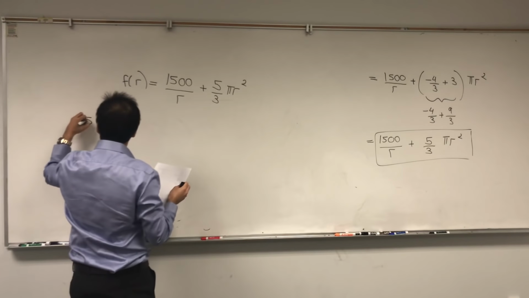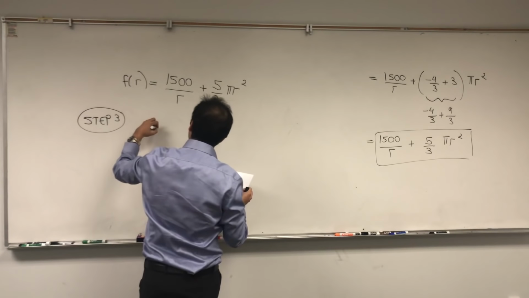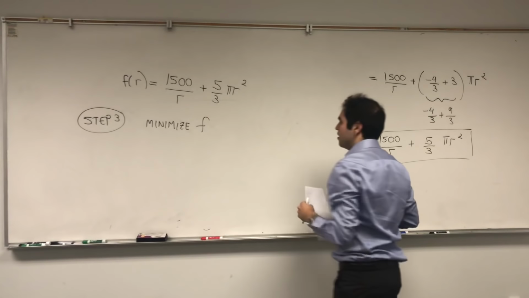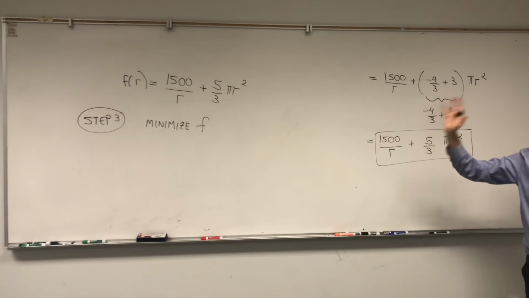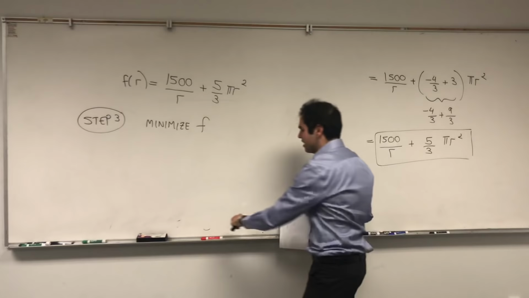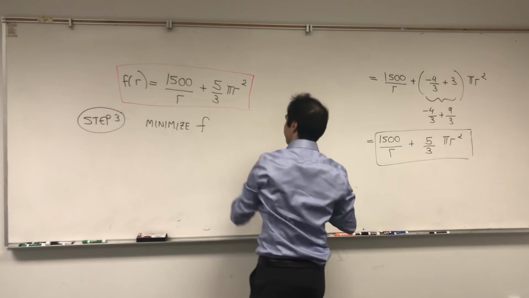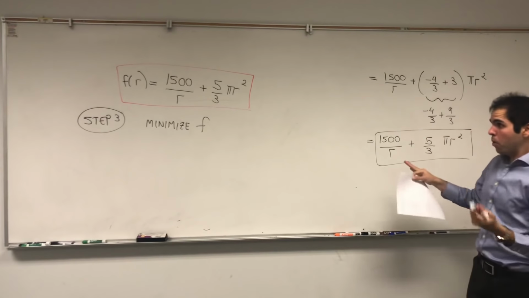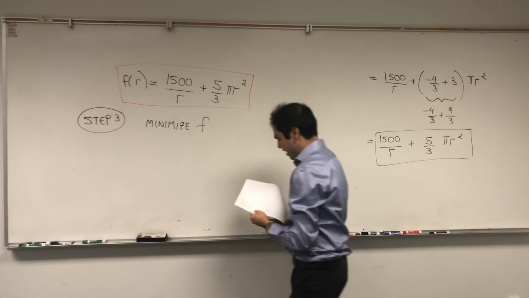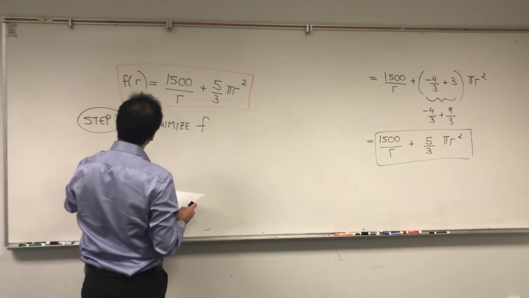And now, step 3. Minimize f. Remember, the important trick to minimizing a function is really finding the critical points of your function. In other words, points where the derivative is either 0 or does not exist. So now let's calculate f prime. So f prime of r.